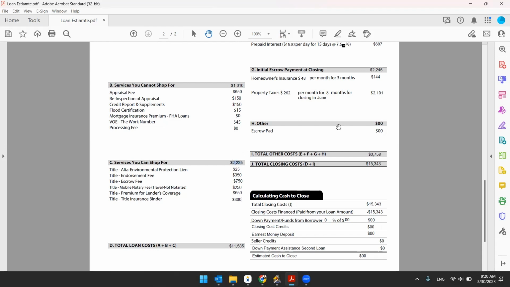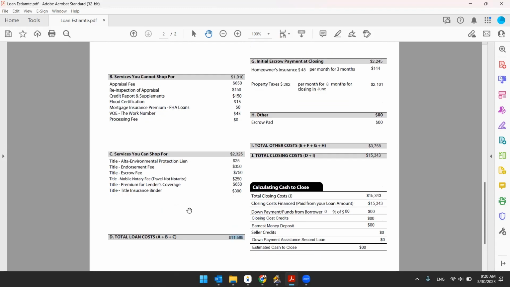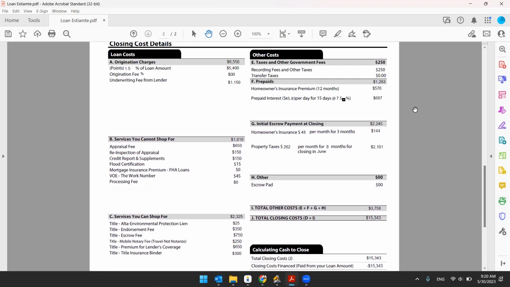So these are just your escrow and title fees. Now we're going to add up all of these boxes, A, B, and C. Moving on to the top of the second half of the page, this is going to be your recording fees, your prepaids, and escrow impound account.